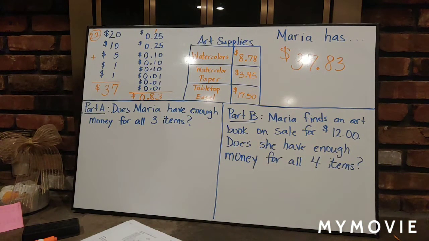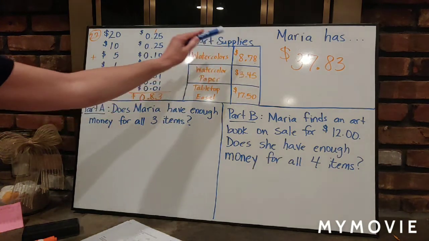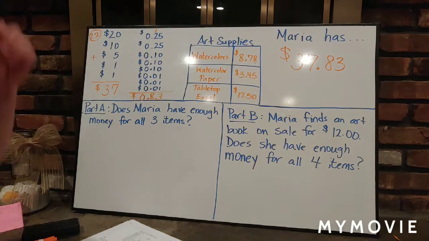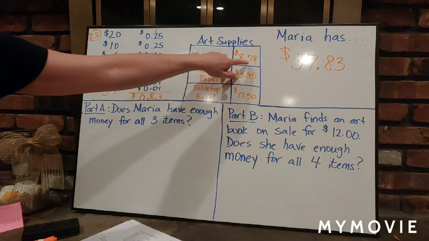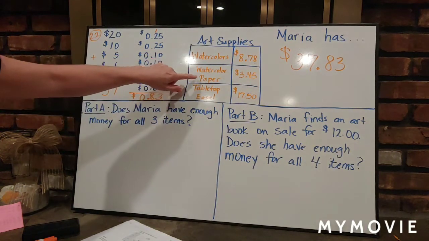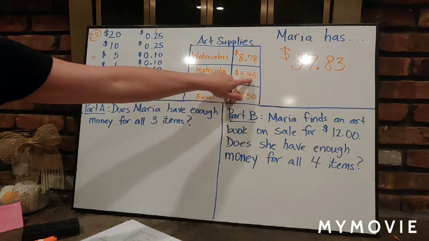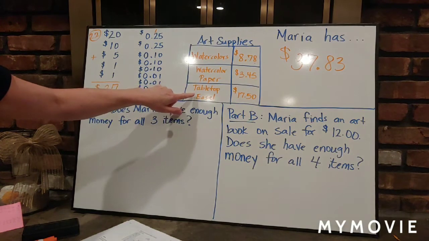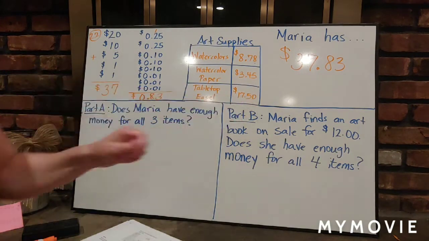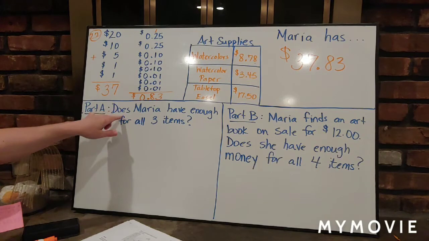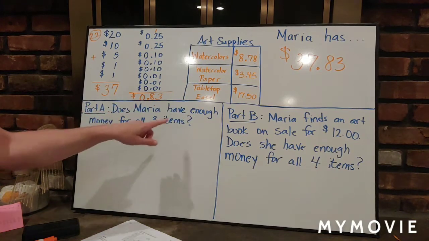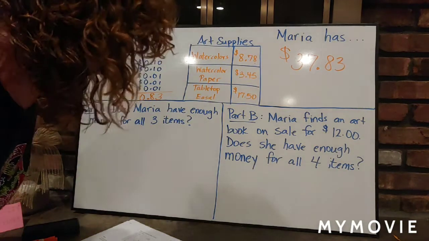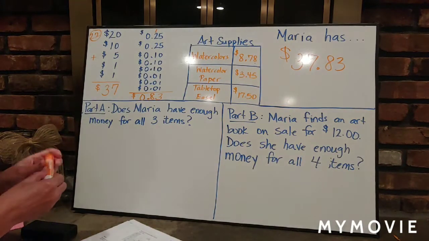$37.83. So now the question says, and here are the supplies that she wants that I guess are for sale. There's watercolors, $8.78. There's watercolor paper, that's $3.45. And there's a tabletop easel, and that's $17.50. So part A says, does Maria have enough money for all 3 items? Well, I don't know. We need to figure it out.